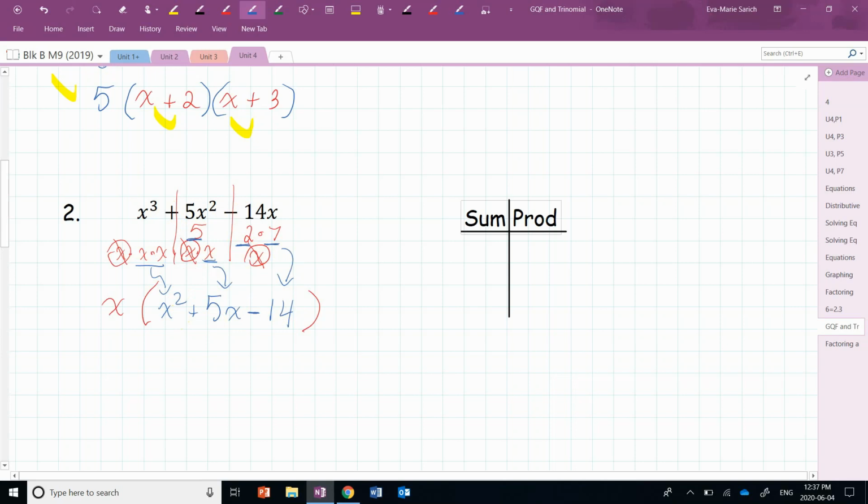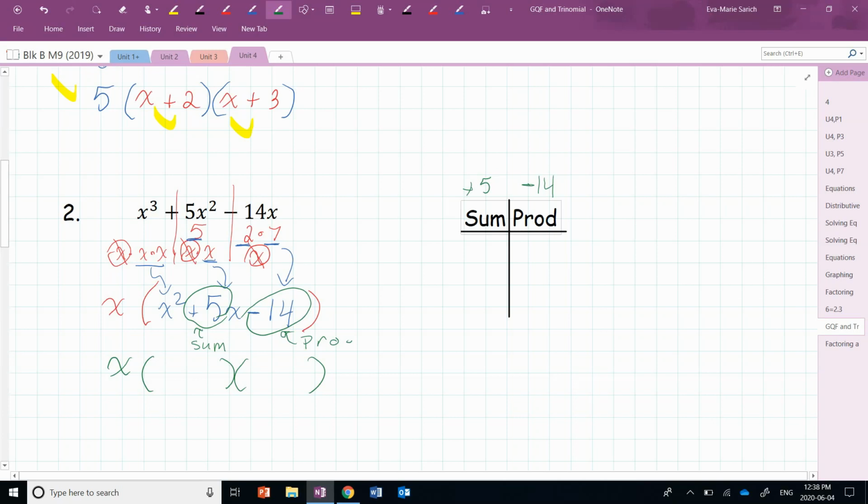Okay, now we need to go farther. We need to break this down into 2 binomials. Now we're still going to have our GCF of x in front. And our binomials come from negative 14 being the product. So that's going to be negative 14 here. And then positive 5, that's going to be our sum.